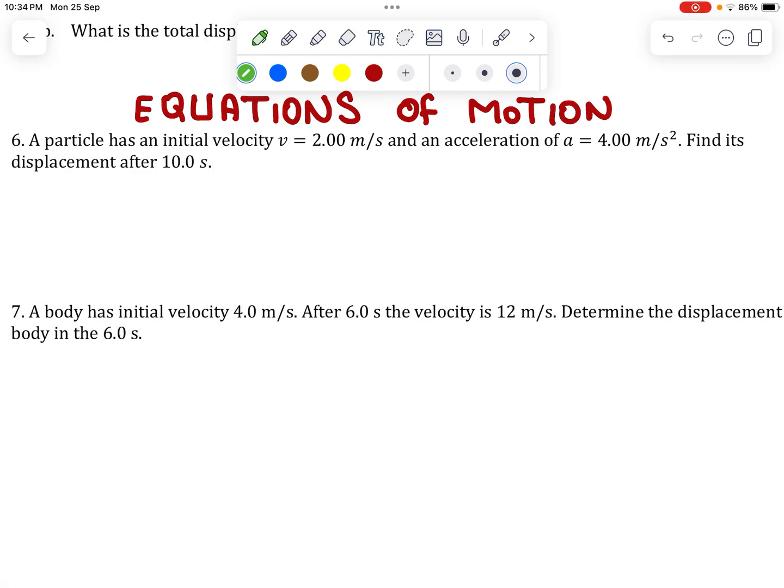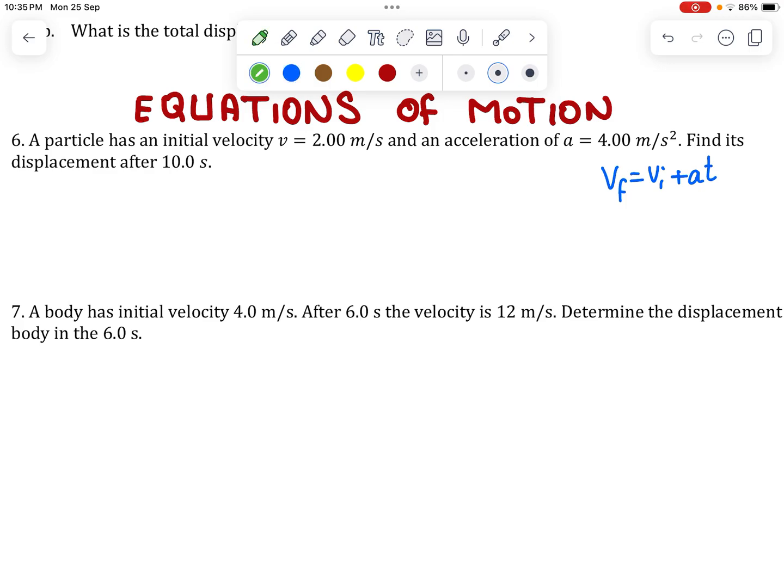Hi everyone. In this video, we will be discussing the equations of motion. So firstly, let us list them. We have the first one. I'll write it in blue. We've got the first one as v final equals the initial velocity plus at.